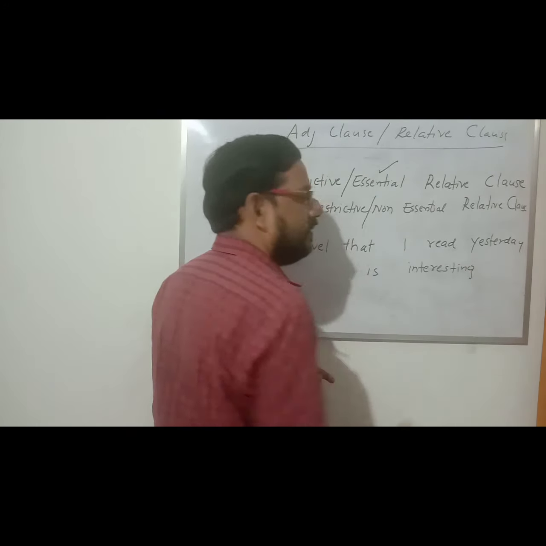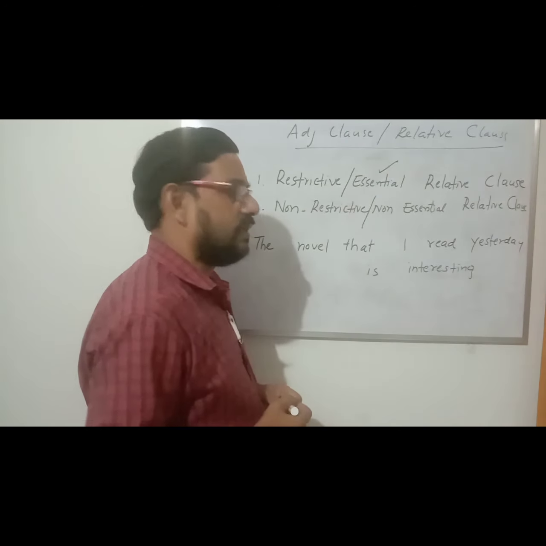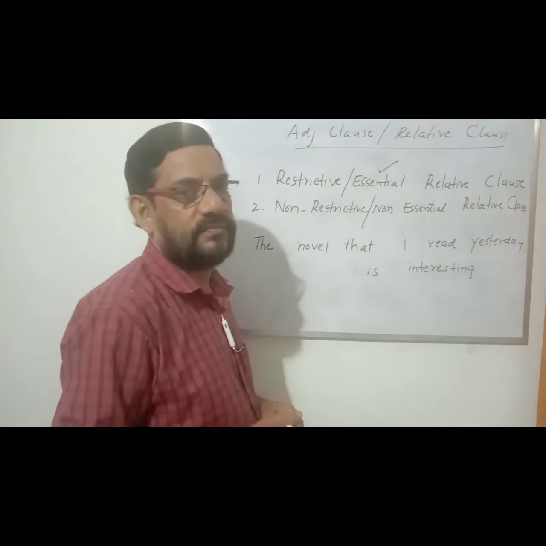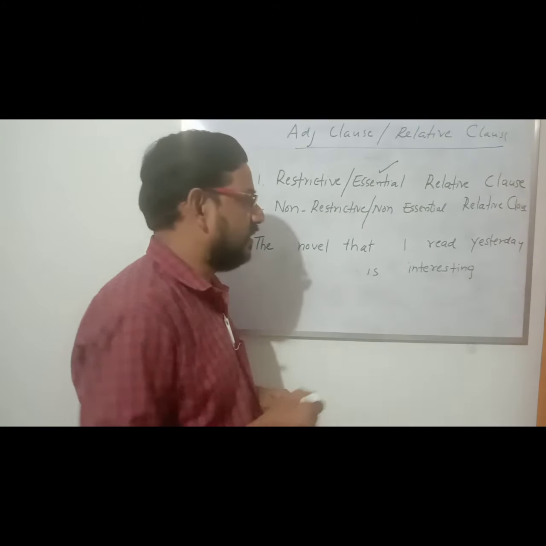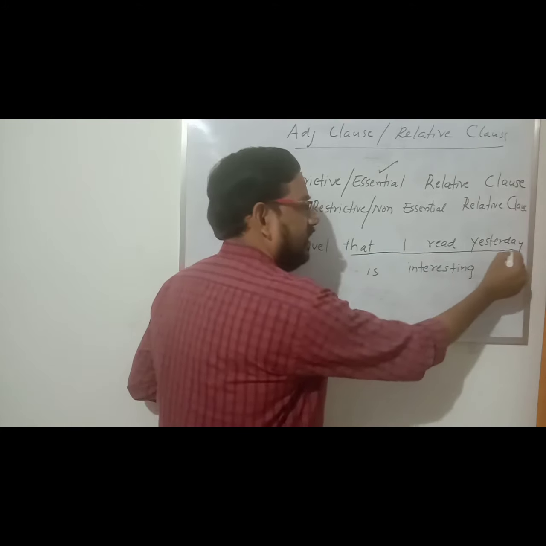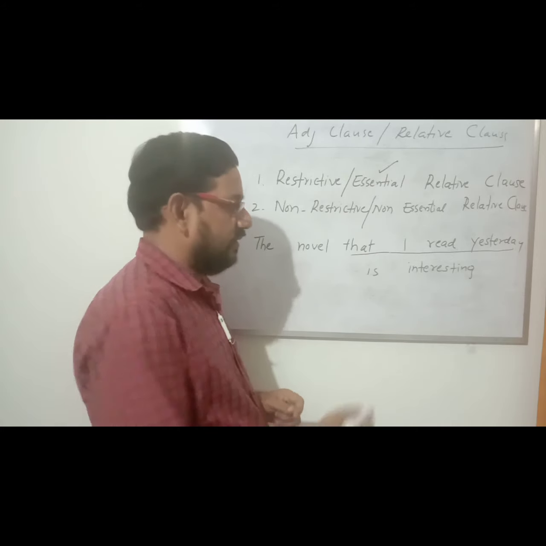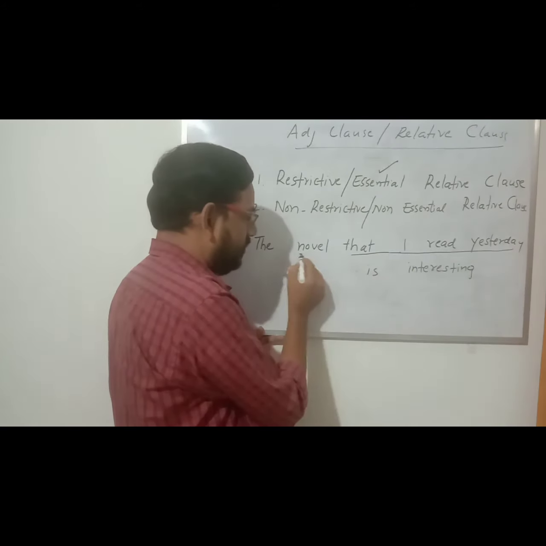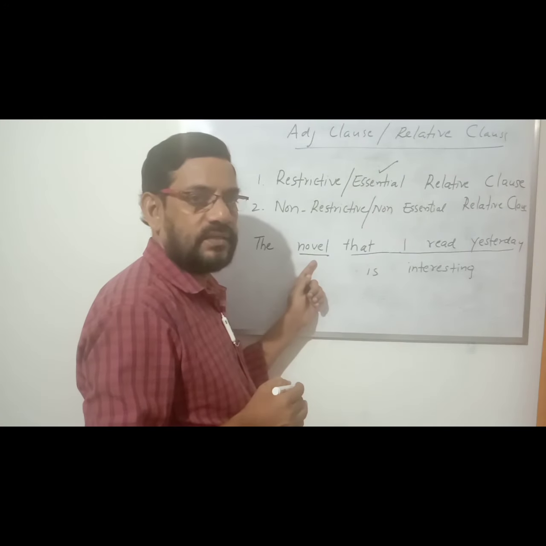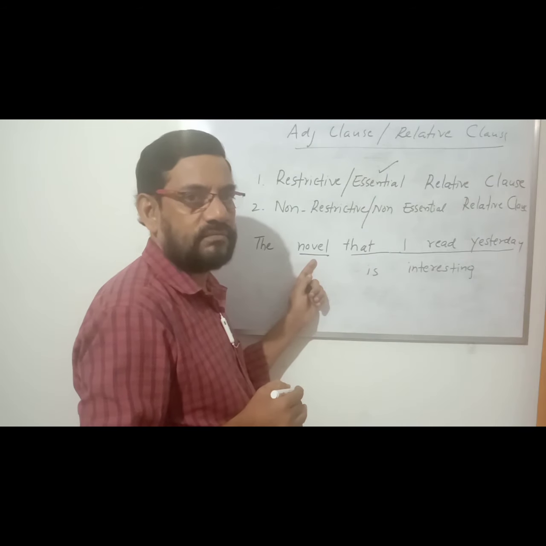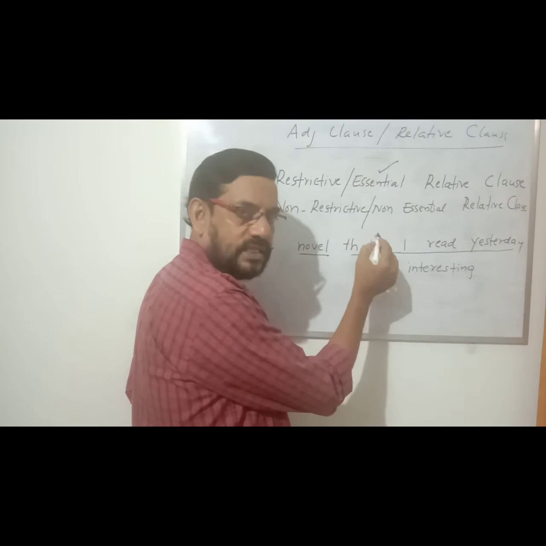You see, you can go through this example. The novel that I read yesterday is interesting. What is interesting? Novel is interesting. Which novel? Not all the novels. Which novel? That I read yesterday. This is the adjective clause or relative clause used here. This clause is relating to this antecedent. What is the antecedent? Novel. This antecedent, novel, that's a noun form, is modified using a relative clause or adjective clause.